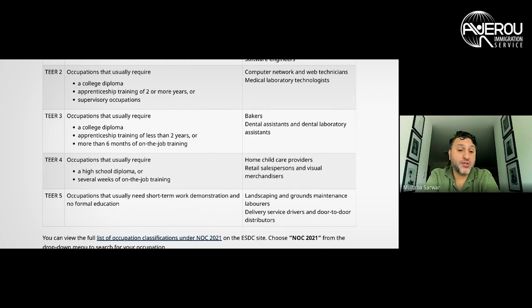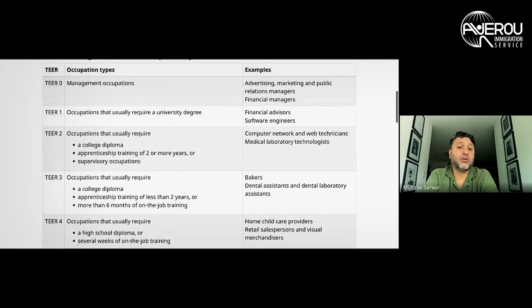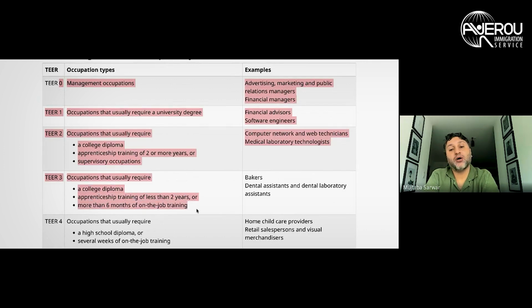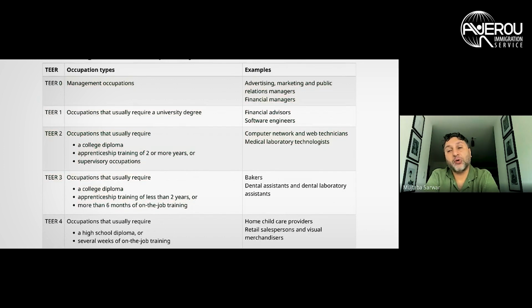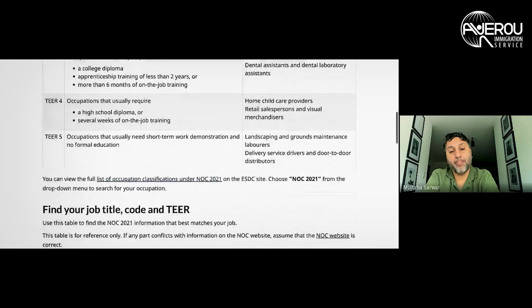And their tier 4 and tier 5 jobs, certain ones might be eligible for getting a certification, which gives you 600 points for an Express Entry profile. But today we are just going to be talking about skilled NOC codes because of their importance to the federal Express Entry program, right?